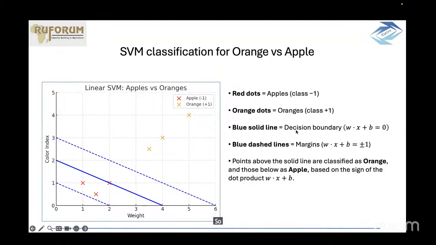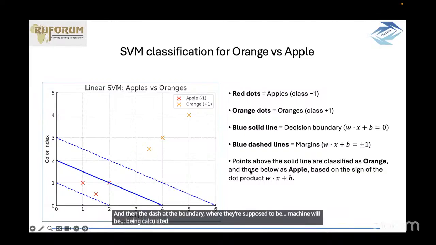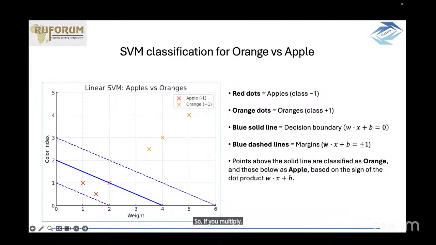So the blue line is your decision boundary, which is your dot product plus your b that will give you 0 here. And then the dashed lines at the boundary are where the support vectors are being calculated on. After getting your x variables, like the weight and the color, if you compute this and you get a negative, that fruit will be an apple. If you get a positive, that fruit will be an orange.